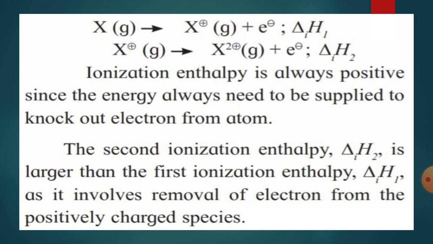Similarly, to remove the third electron, when X2 plus is there, it will lose one electron and get converted into X3 plus. So we require more energy. The third ionization enthalpy will be greater than the second, and the second in turn will be greater than the first. What is the reason? Because it involves removal of an electron from a positively charged species.